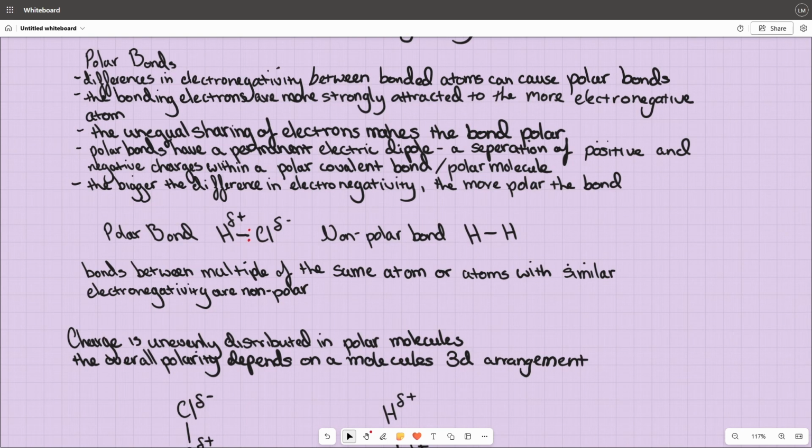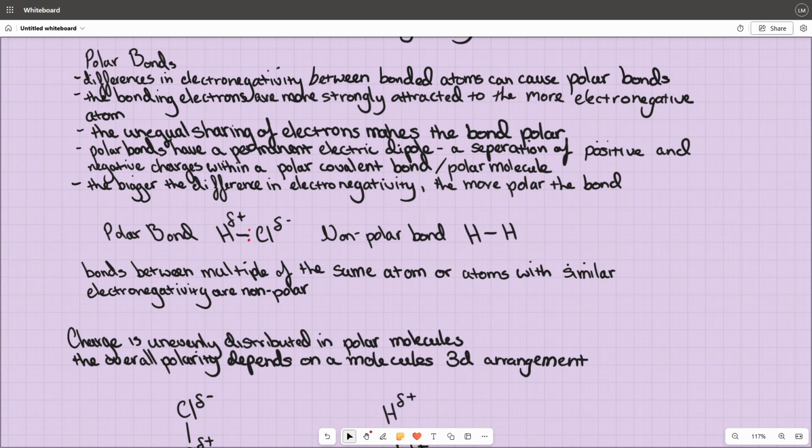Now I'm going to talk about polar bonds. The differences in electronegativity between bonded atoms can cause polar bonds. So the bonded electrons are more strongly attracted to the more electronegative atom. This creates an unequal sharing of electrons and makes the bond polar. Polar bonds have a permanent electric dipole, which is a separation of positive and negative charges within a polar covalent bond, or polar molecule. The bigger the difference in electronegativity, the more polar the bond.